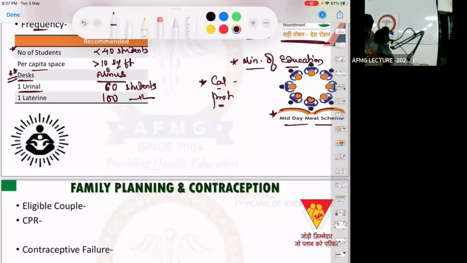Okay, according to this, calories and proteins are given to the patient. How much calories? How much protein? Out of the recommended dietary allowance. Okay? Then this logo is for ICDS, Integrated Child Development Services. Okay?